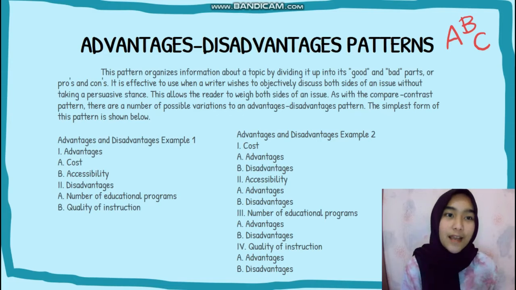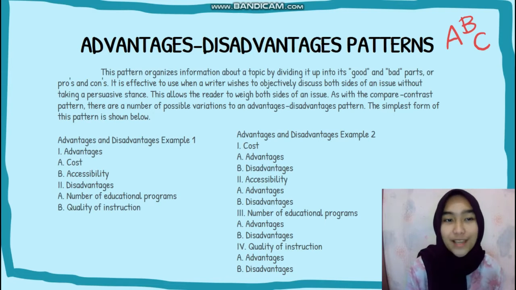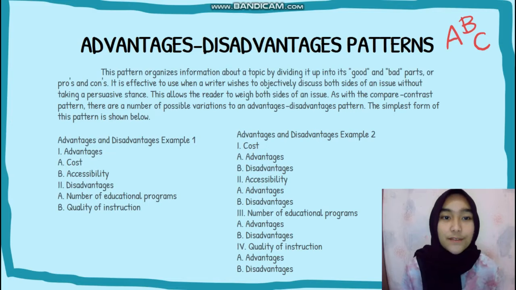Okay, so advantageous and disadvantageous patterns. This pattern organizes information about a topic by dividing it up into its good and bad parts, or pros and cons. It is effective to use when a writer wishes to objectively discuss both sides of an issue without taking a persuasive stance. This allows the reader to weigh both sides of an issue.